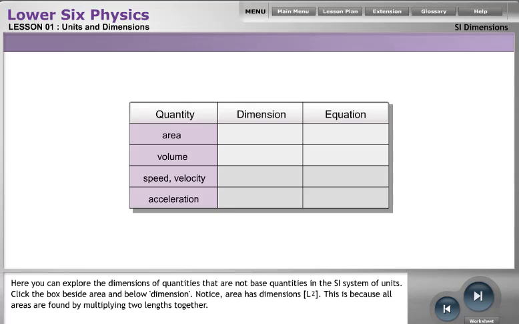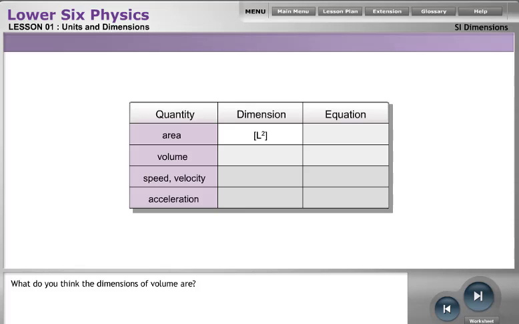Here, you can explore the dimensions of quantities that are not base quantities in the SI system of units. Click the box beside area and below dimension. Notice area has dimensions L squared. This is because all areas are found by multiplying two lengths together. What do you think the dimensions of volume are? Click the box beside volume and below dimension to check your answer.